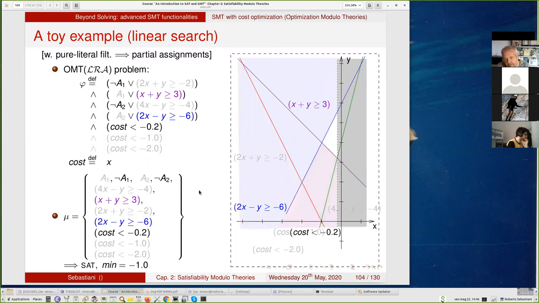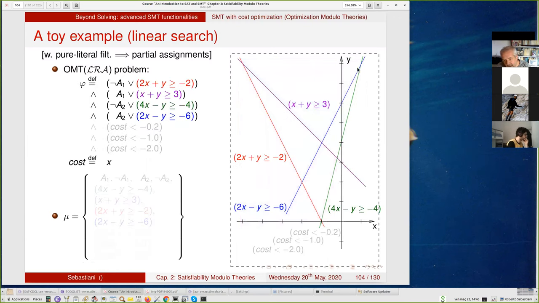And in fact, if you go back to the original problem, remember that every line was selecting the space on its right, you notice that the space of solution is given by this combination of lines here, whose minimum is exactly this point here. So this is the way it works with linear real arithmetic.